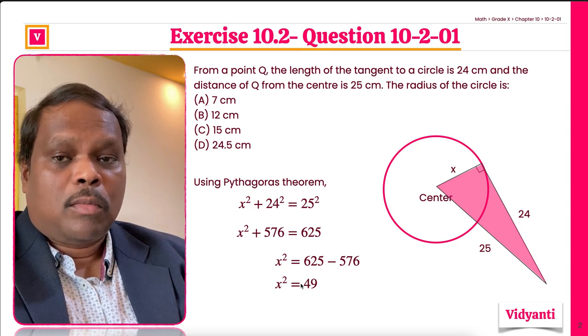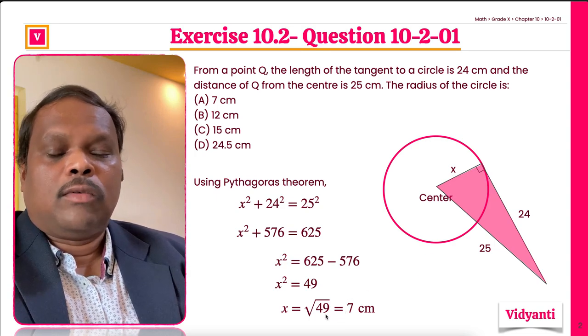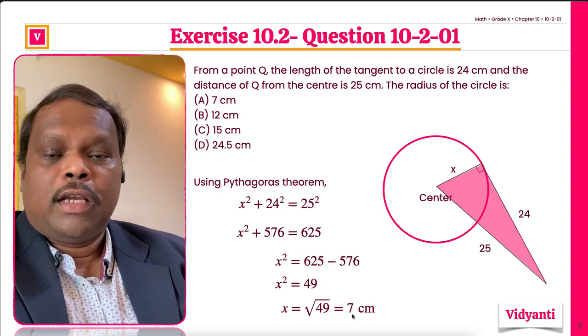We take the square root of both sides, and the final answer, x, which is the radius of this circle, which was unknown, would be square root of 49, or 7 centimeters. And that's your final answer.